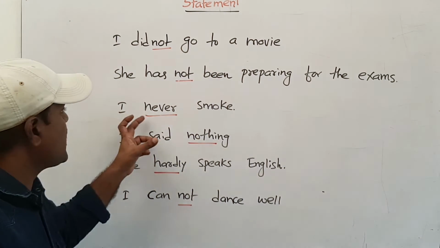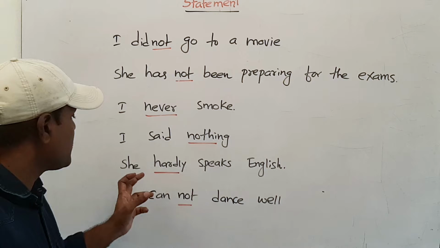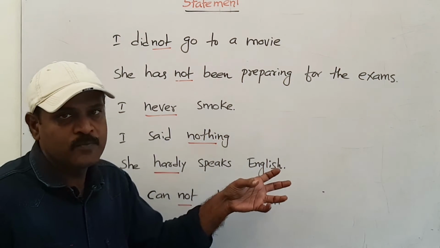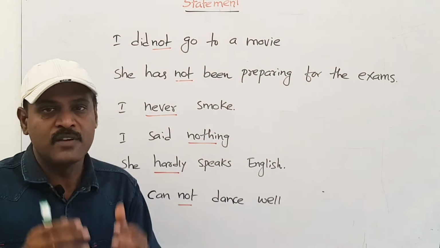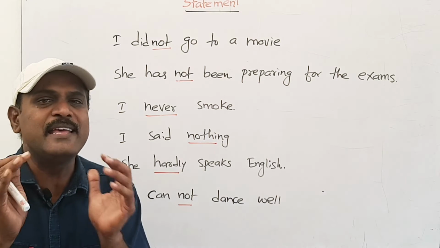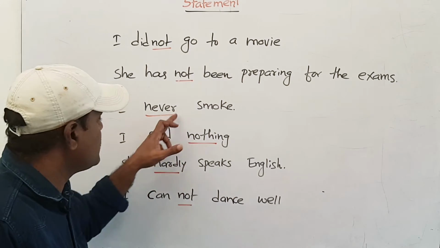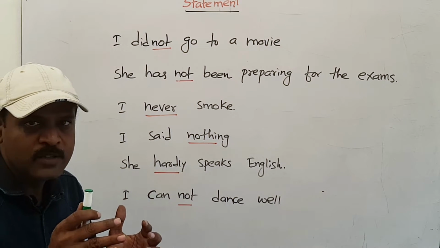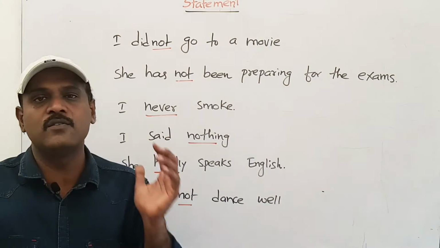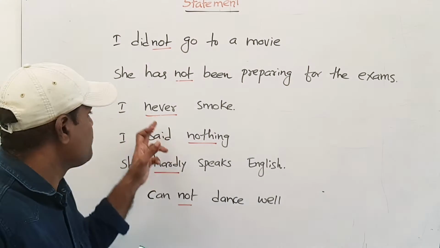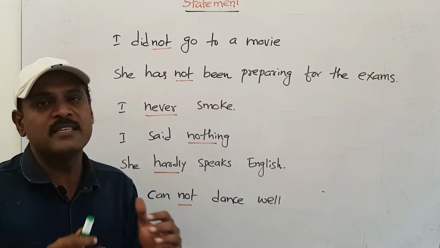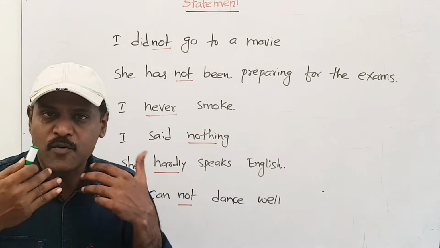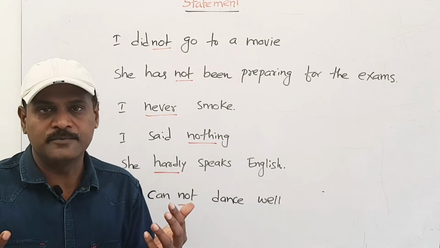Next one. I never smoke. I said nothing. She hardly speaks English. These 3 sentences are a little bit different from other negatives. Why? Because we can't find any negative words in these 3 sentences, but they are completely negative statements. Why? Because "never" in "I never smoke" gives a negative meaning. That means I didn't smoke, I won't smoke anymore at all.